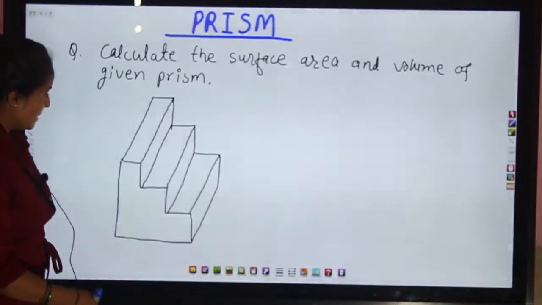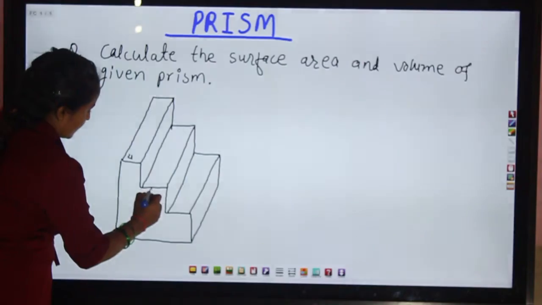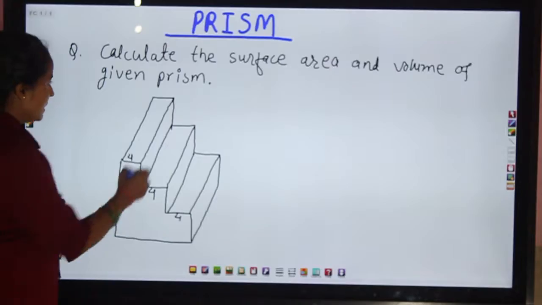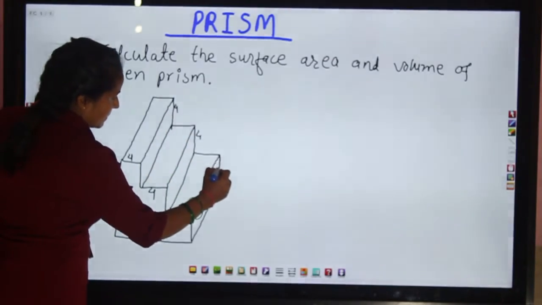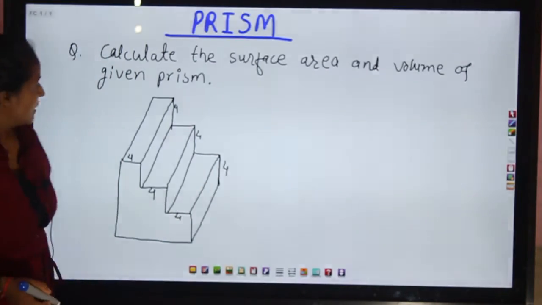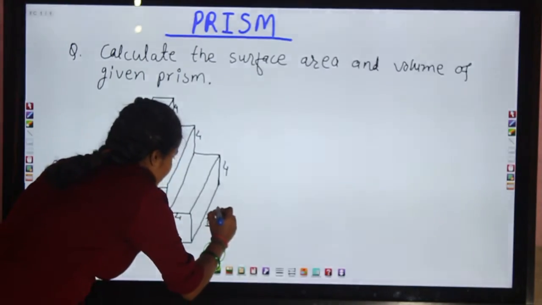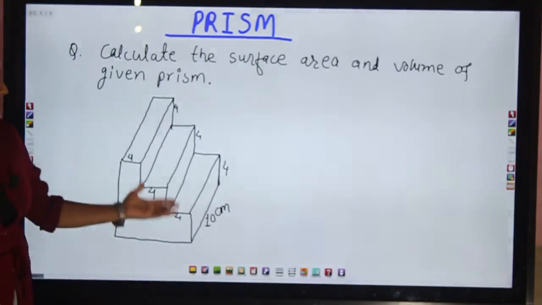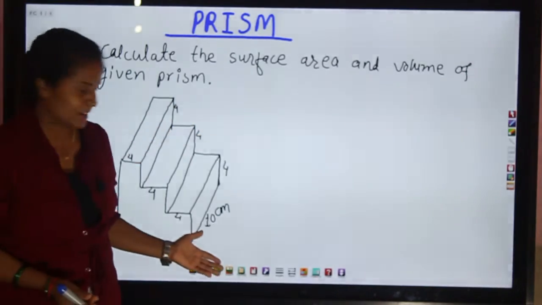Here I am adding the dimensions. The length is 4. Here is also 4 centimeter. This length 4, 4. Here is the end. This length also 4. Dimensions are given here. Now the length of the prism is 10 centimeter. These all are centimeter. Okay, now we are going to find the surface area and volume of this prism.